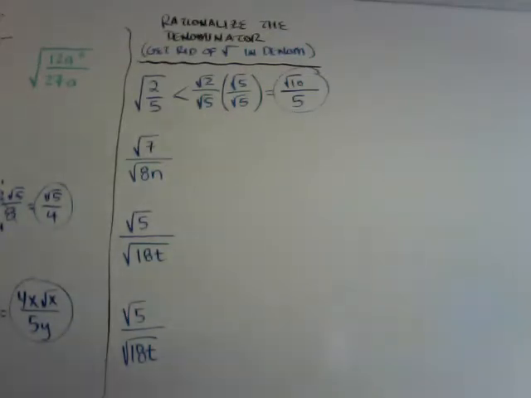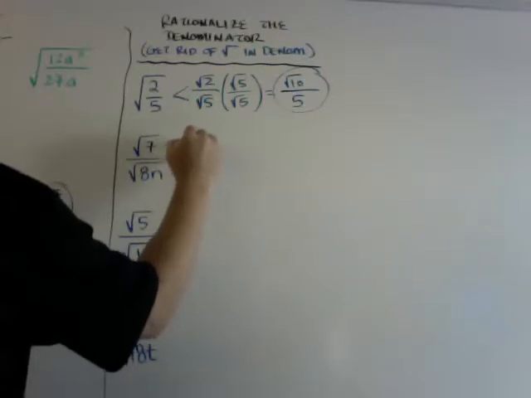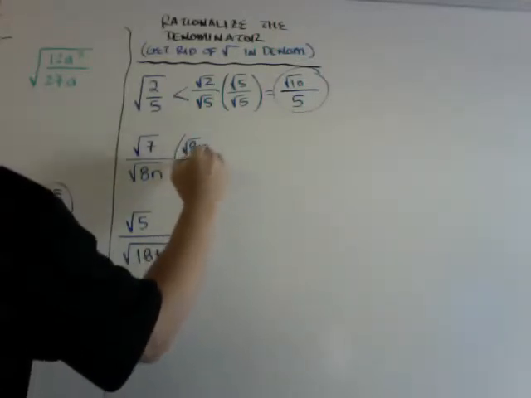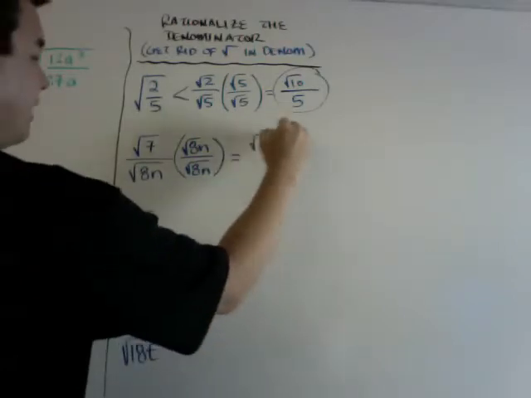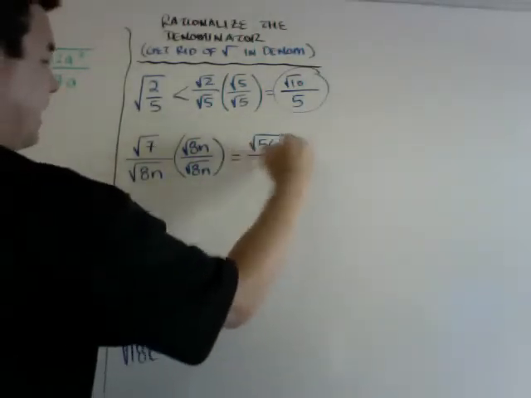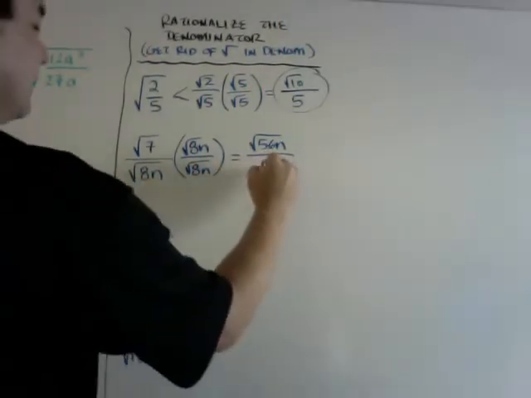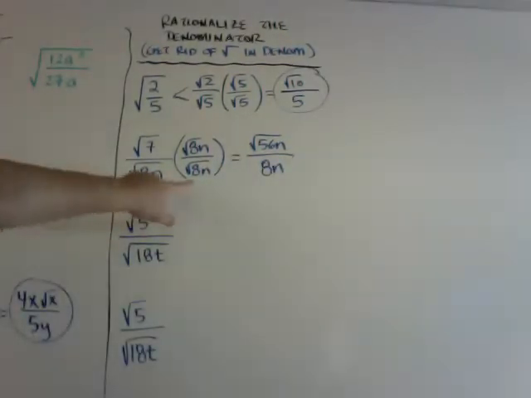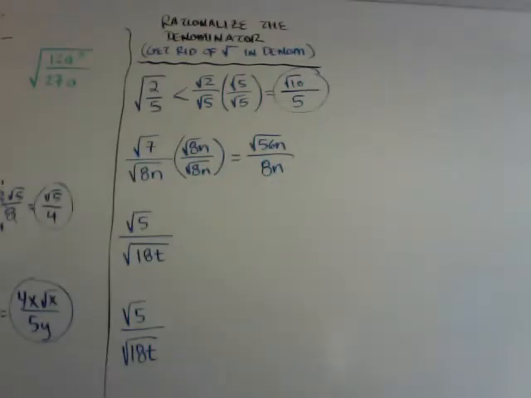Okay, so here's another example. If I have this, I want to multiply it by radical 8n. So on the top, I would get radical 56n. And on the bottom, radical 8n times radical 8n is just 8n. Okay, again, if it's a radical times itself, it becomes that without the radical. But now I need to try and simplify 56.